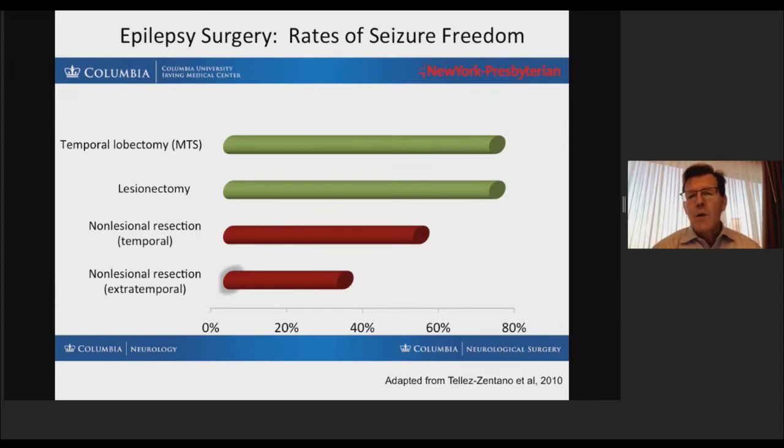But I think it's very important for all of us to remember when we're looking at non-lesional temporal lobe epilepsy that in fact, we're looking at, really best case scenario, seizure freedom on average around 60%. And so we have to be really, really careful as we're formulating surgical plans and figuring out how do we best help patients while minimizing morbidity.